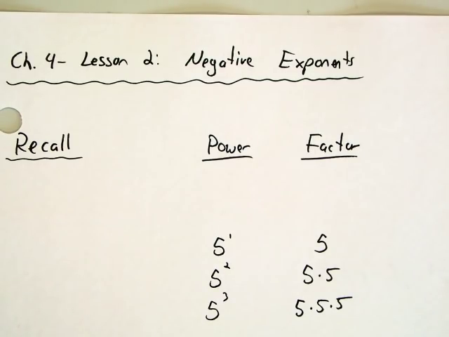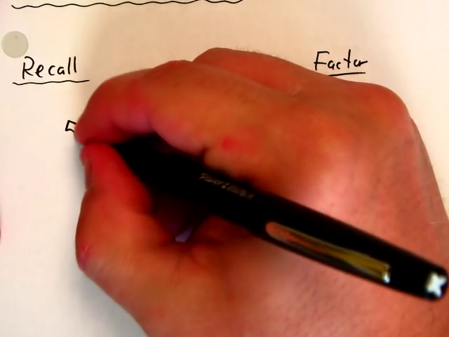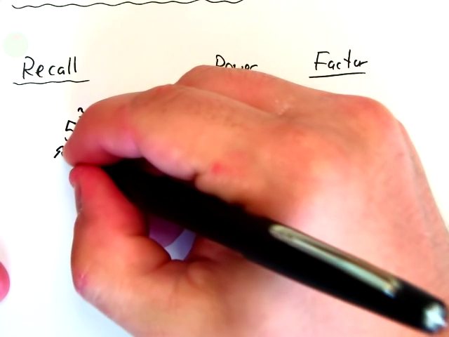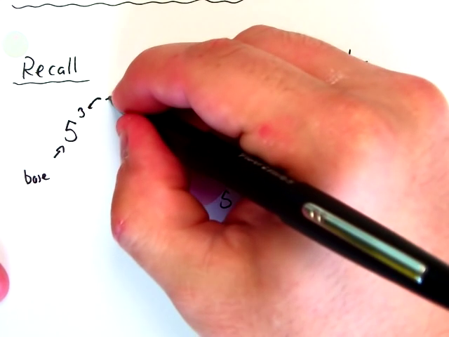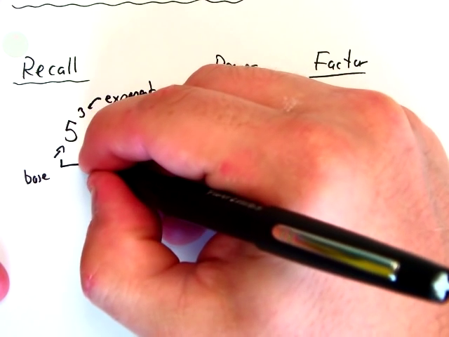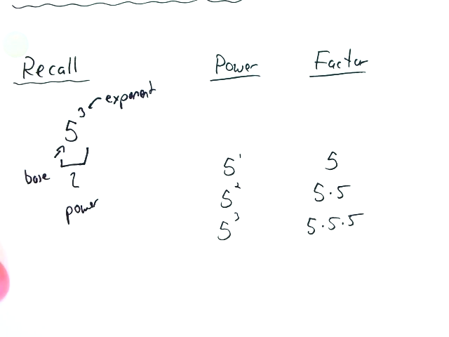All right, today we're going to be talking about Chapter 4, Lesson 2. This is all about negative exponents. So recall from yesterday that when we had, for example, 5 raised to the third power, the 5 we called the base, the 3 was the exponent, and this whole term was called a power.